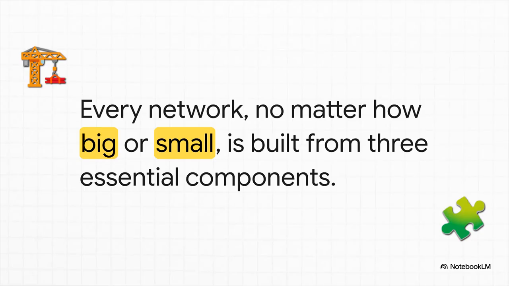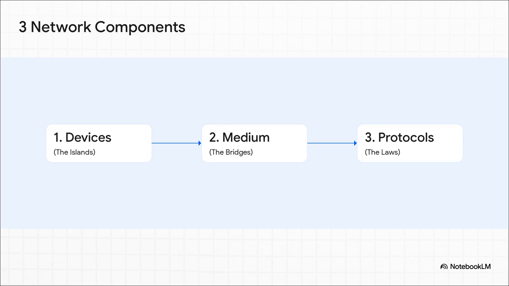Okay, so we've got the why down. We know why we connect our islands. But what about the how? How does it actually work? What are these connections even made of? Well, it turns out that every network, and I mean every single one, from your Wi-Fi at home to the entire internet, is built from the exact same three essential pieces. It's actually pretty simple. It boils down to this.